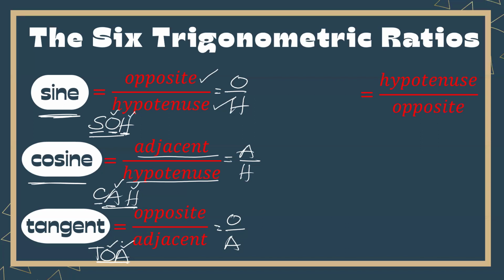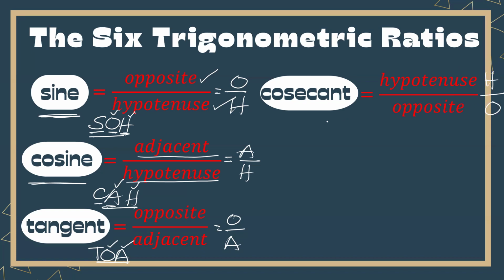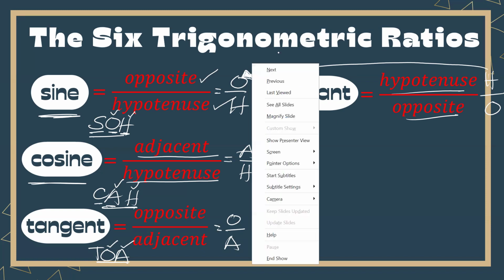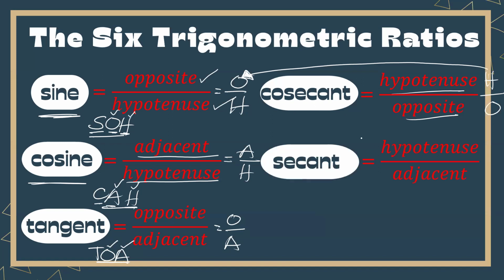Now, what are the other three trigonometric ratios that we should learn? These are cosecant, which is hypotenuse over the opposite side. So cosecant equals hypotenuse over the opposite side. And if you notice, this is the inverse of your sine function. It's simply the reciprocal of your sine function. Then you have your secant, which is hypotenuse over the adjacent side, which is the inverse of your cosine function, right?